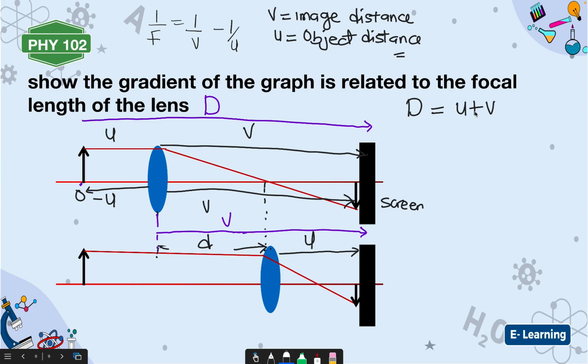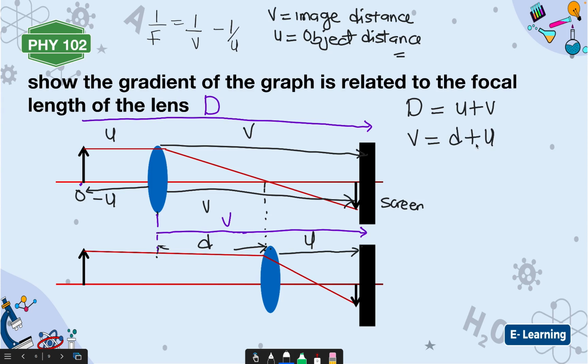Are you getting it? Now, do you also agree with me that D plus U is equal to this V here? Because we say from here to here is V. From here to here is D. While from here to here is U. So we can say that in the same vein, V is D plus U. Is that okay?